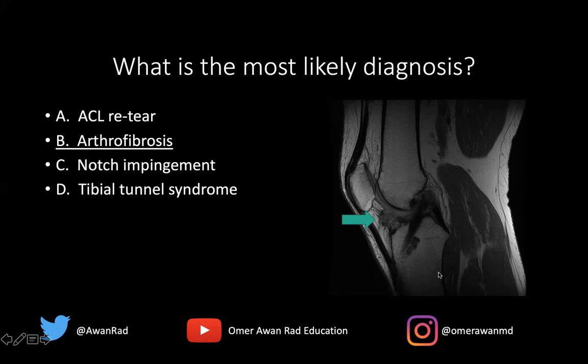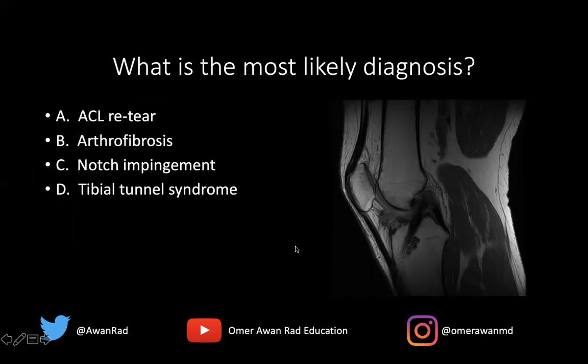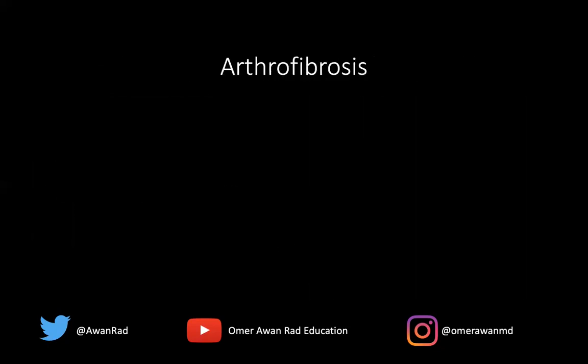And there's also no evidence of tibial tunnel syndrome, right? So if you were to look at the graft, we see no evidence of fluid or a ganglion cyst distending the tibial tunnel. Here, the tibial tunnel looks very normal in appearance. So the best answer here really is a case of arthrofibrosis or a cyclops lesion.